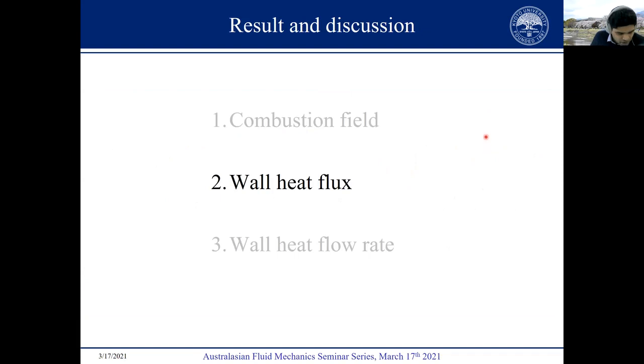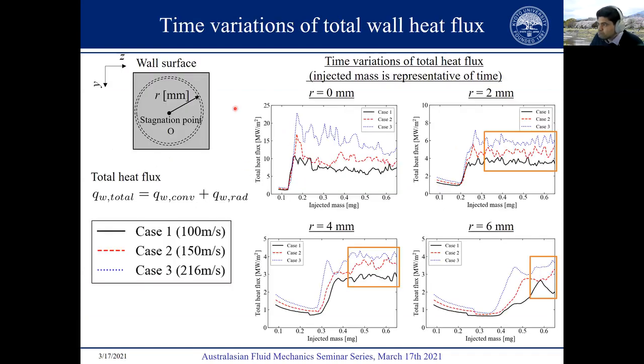Then let's go to the results of the wall heat flux. Here I'm showing you the time variations of the total wall heat flux, that is the summation of the convective wall heat flux and the radiative wall heat flux, at different radial locations for all 3 cases. Although these are time variations, on the x-axis I'm showing the injected fuel mass, because it's representative of time. You can see from these figures that once the flame hits the wall and reaches a particular location, the wall heat flux rises rapidly. Thereafter, it stabilizes and becomes roughly steady.